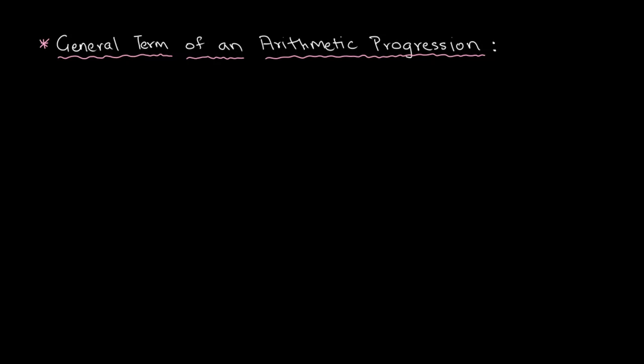So in this video, we'll discuss the formula for the general term of an arithmetic progression. We'll do that with the help of an example. So let's consider this arithmetic progression: 5, 8, 11, 14, 17, 20, and so on.